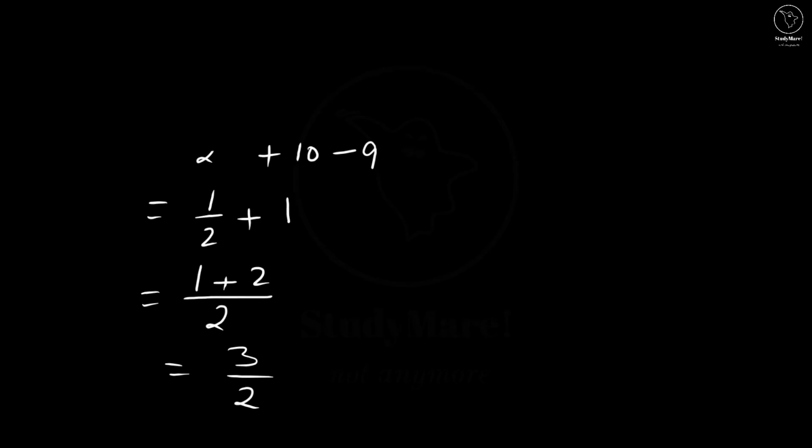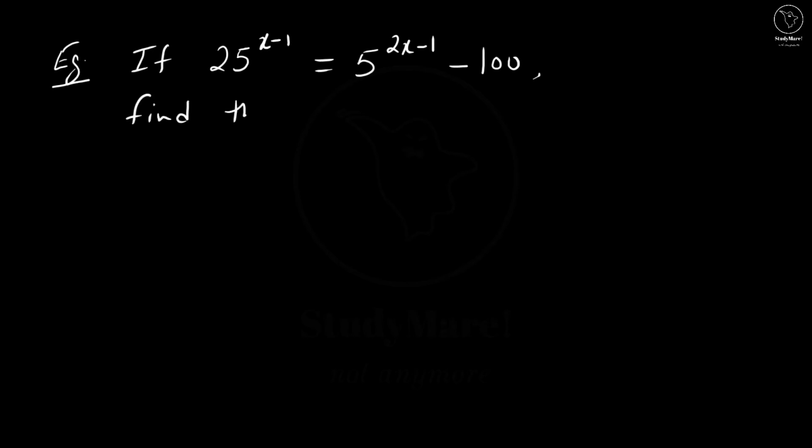Let's solve one more question. If 25 to the power x minus 1 is equal to 5 to the power 2x minus 1 minus 100, find the value of x.